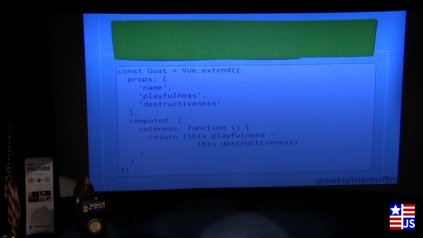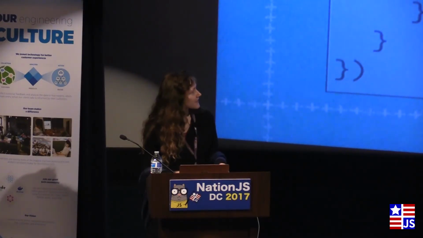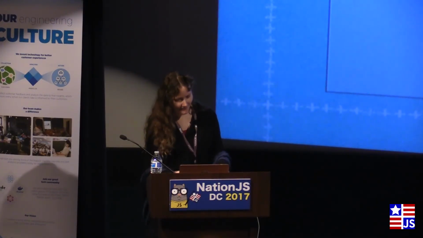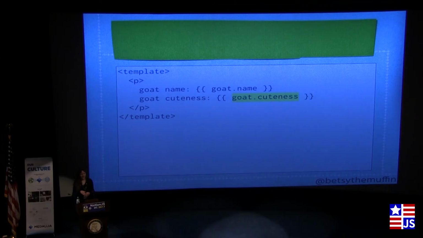And so now we can rewrite our goat class as a template-free, unmounted component, with cuteness as a computed property of a goat based on its playfulness and destructiveness. Then we can use it like we'd use any other fully reactive piece of data. And we can get to treat a goat's cuteness as just another property of a goat.